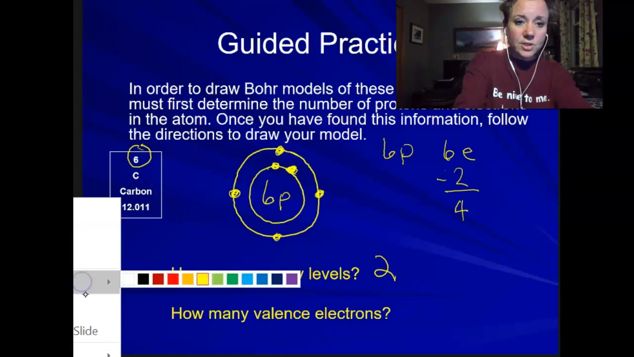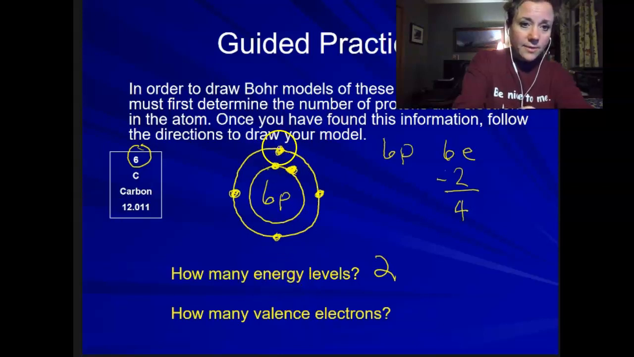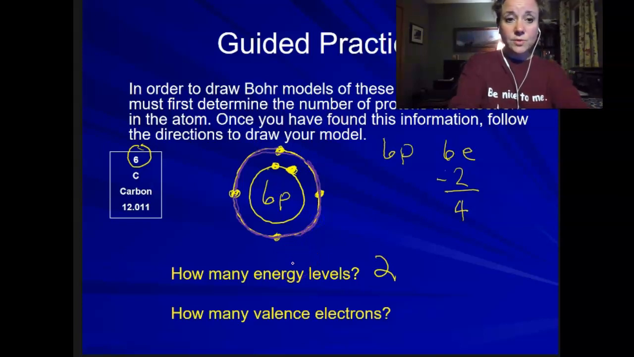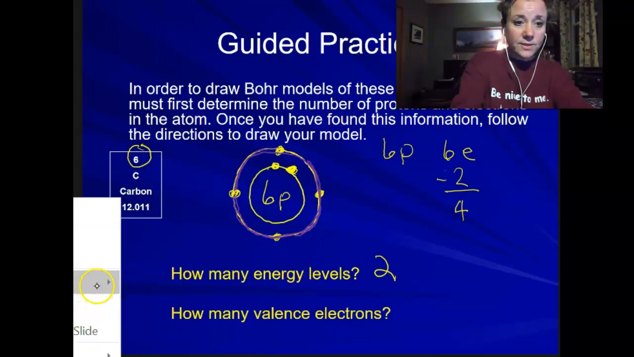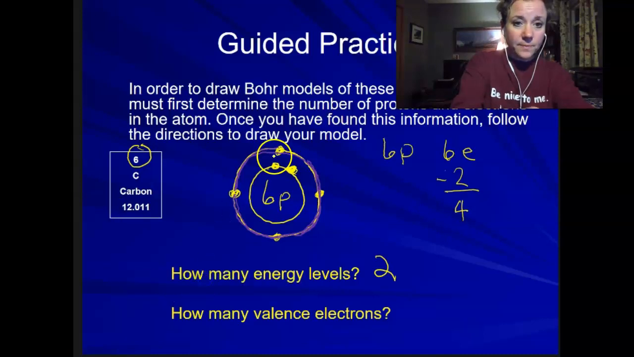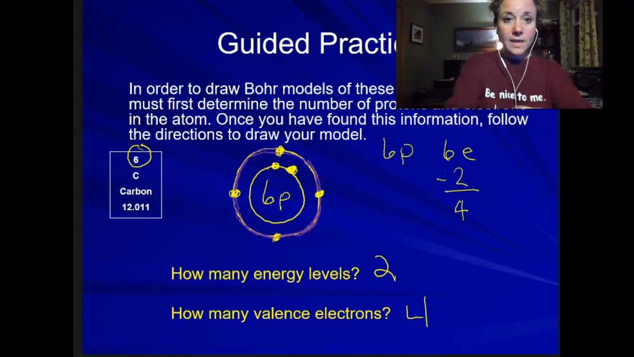Well, let me change the color of my pen here. And the valence shell is the shell, or the energy level, that is the furthest away from my nucleus, and I'm shading it purple here. So what I want to do to answer this question is count the number of electrons that I have in the purple ring. I have 1, 2, 3, and 4. So my answer for how many valence electrons I have is 4.